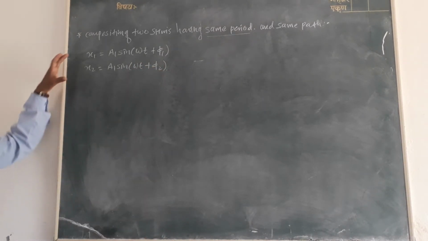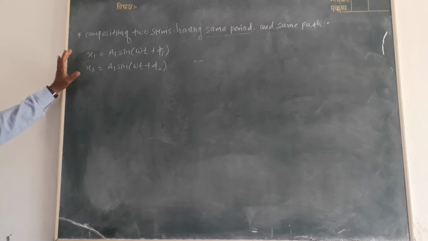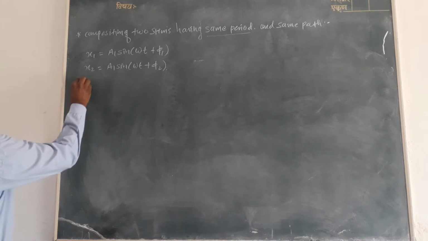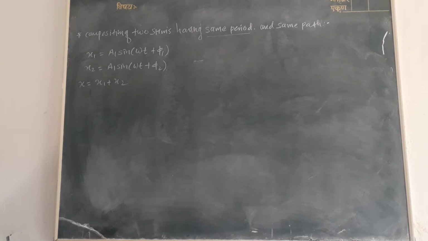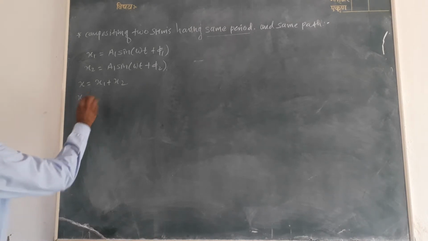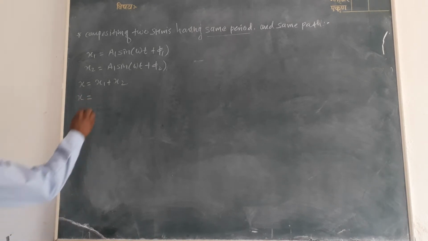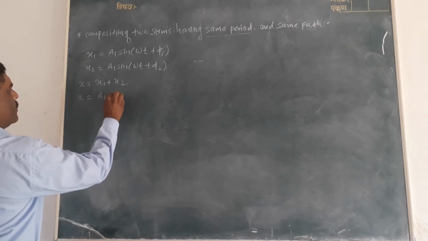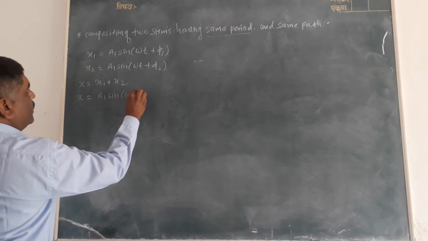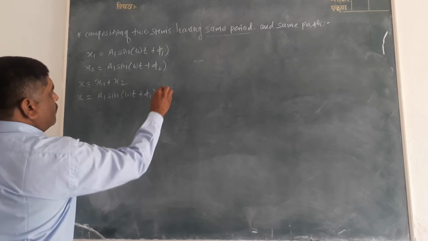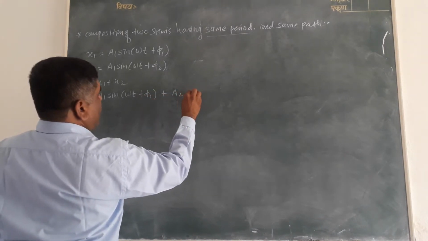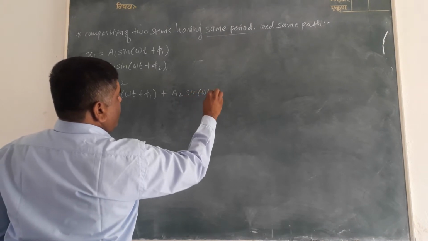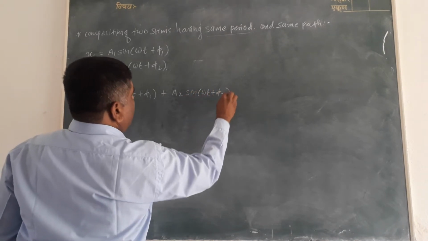The composition of these two means the addition of these two SHM, that is x is equal to x1 plus x2. Therefore, put values of x1 and x2, that is a1 sin(omega t plus phi 1) plus a2 sin(omega t plus phi 2).